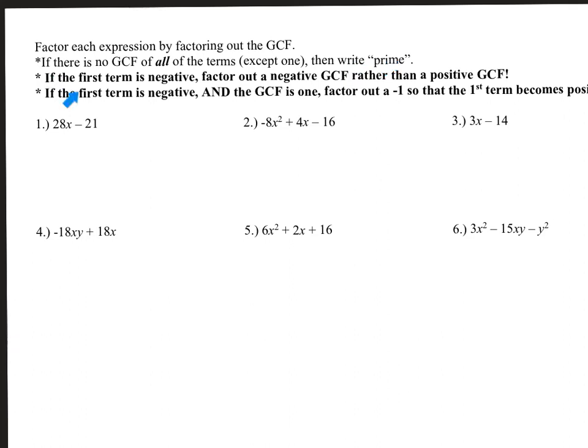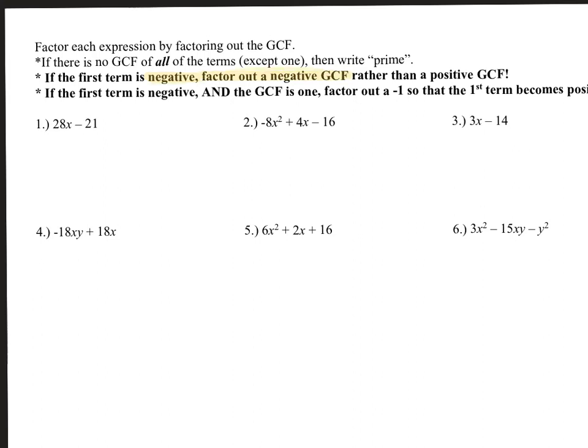The next two are ones that people mess up on. If the first term is negative, we're going to factor out a negative GCF rather than a positive GCF. So I'm going to go ahead and highlight that, and I think you should too in some way, shape, or form. If the first term is negative, you factor out a negative GCF, all right?